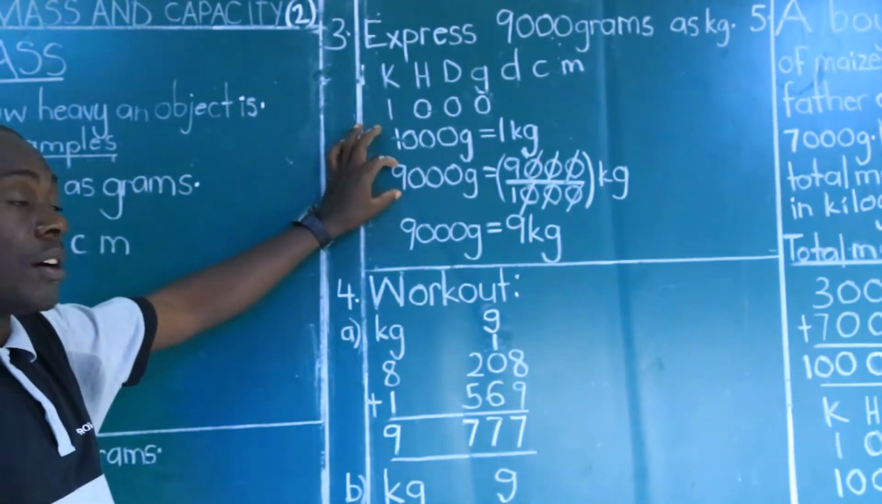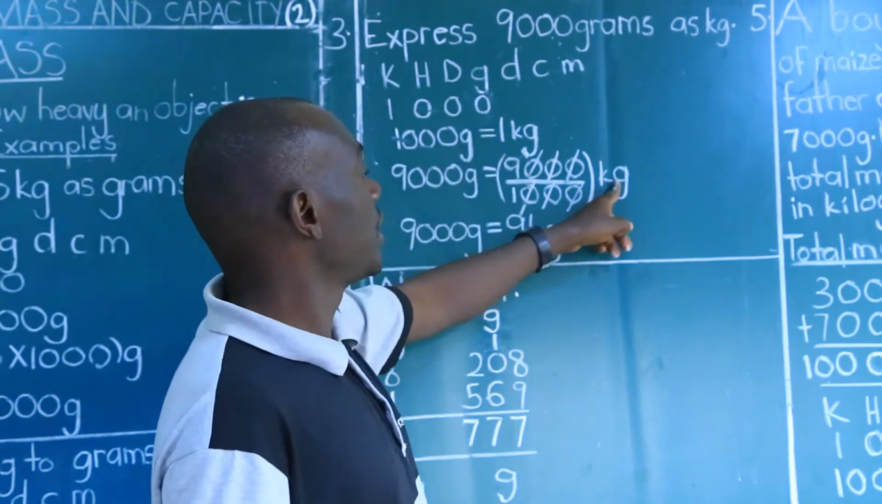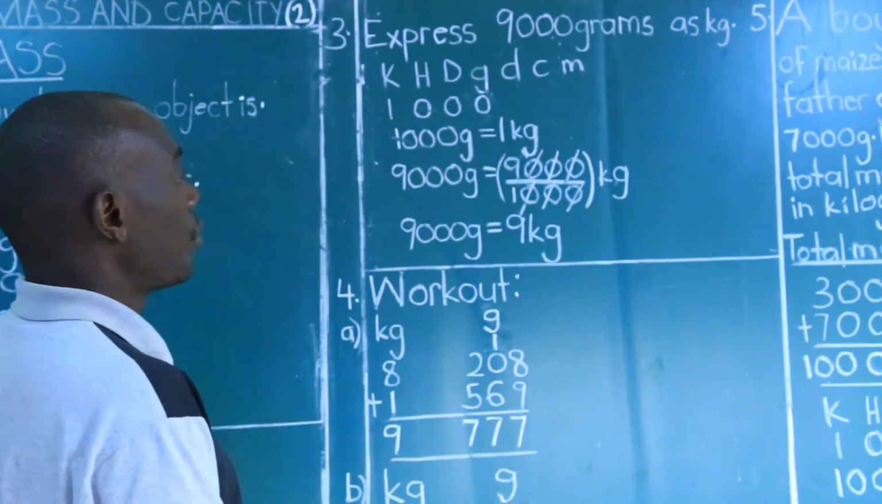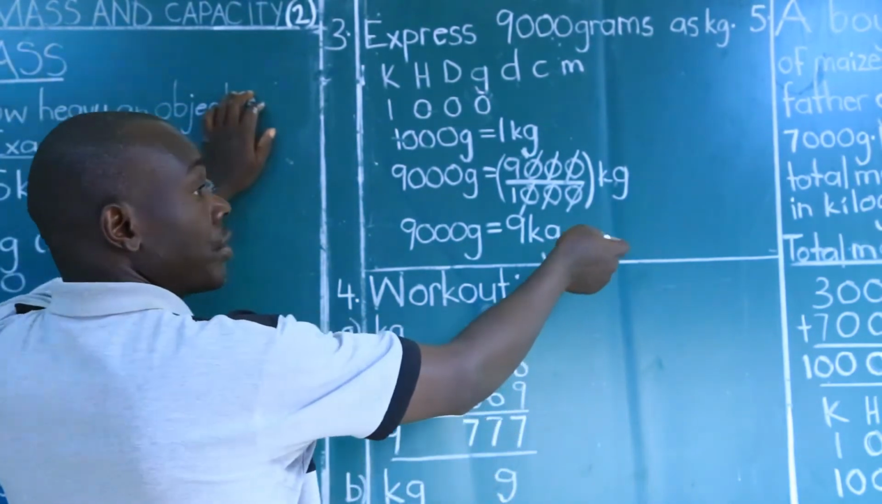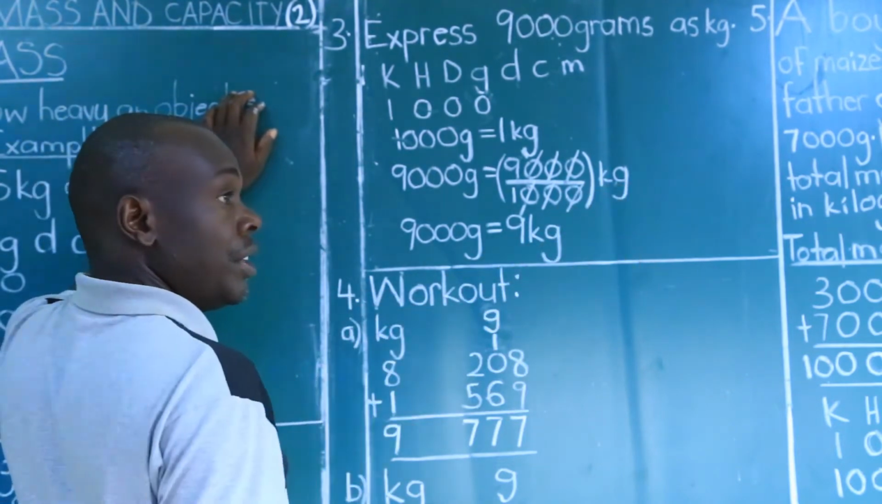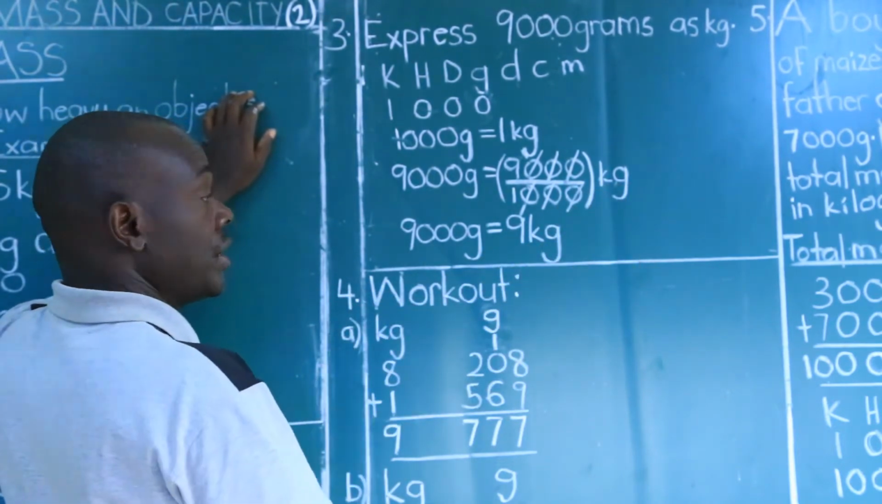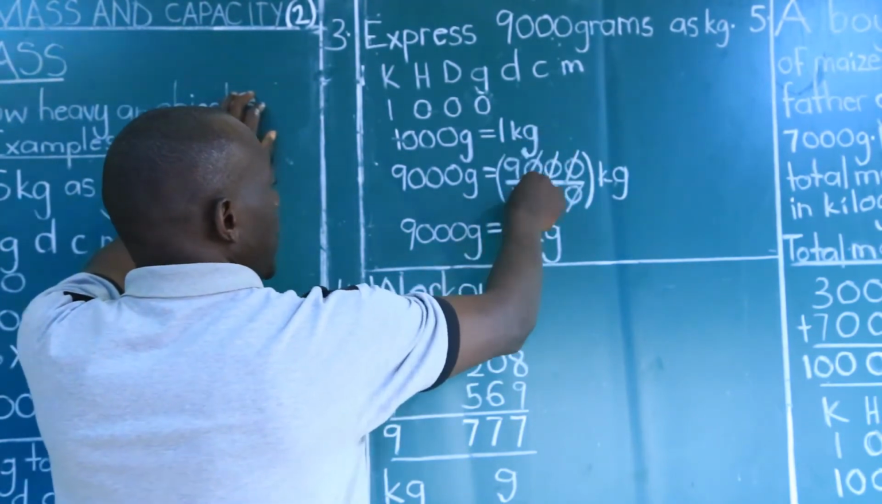What about 9,000 grams? You get 9,000 divided by 1,000. Answer in kilograms. Like we divided before, we cancel by 10, meaning cancel off the zeros. Wherever the zeros are divided, I repeat, you actually divide by 10. You say by 10, by 10, by 10, by 10, by 10, by 10.